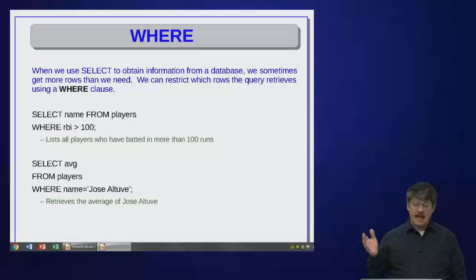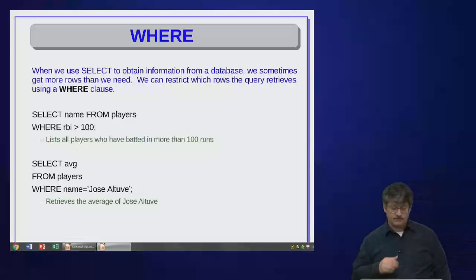Similarly, I can select the batting average from the players table where the name is Jose Altuve. So it'll go through all the rows and say, is your name Jose Altuve? Is your name Jose Altuve? And if it is, then it'll print out your batting average. Otherwise, it won't print anything. By the way, Jose Altuve, I think, had the highest batting average in the American League this year, which is why I picked him.